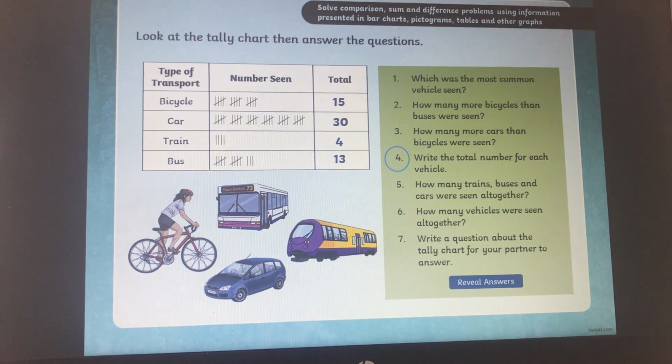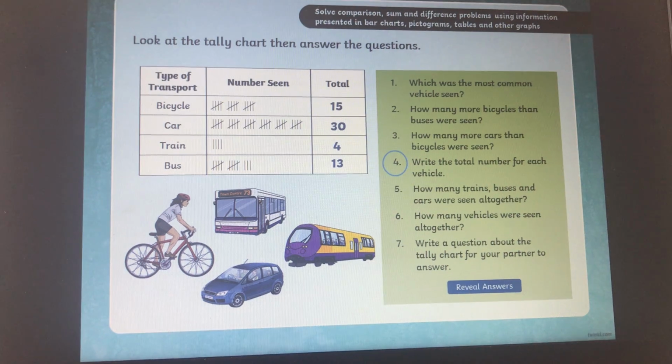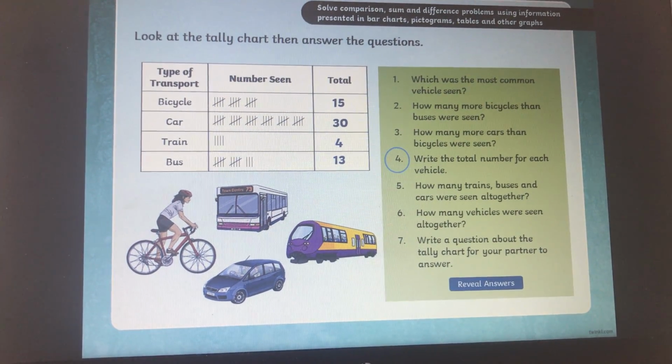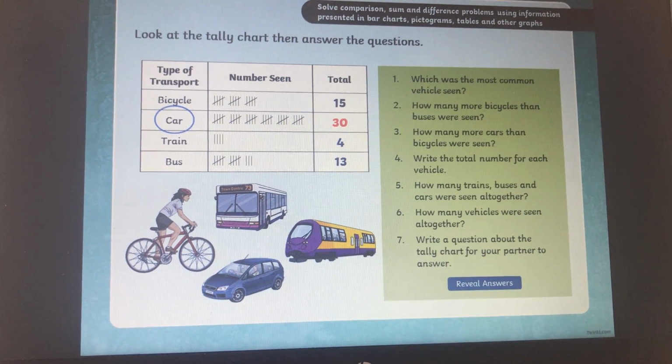Question 1. Which was the most common vehicle seen? If I look at the tally chart, this should be quite obvious by the amount of tallies and the total. The answer is car.